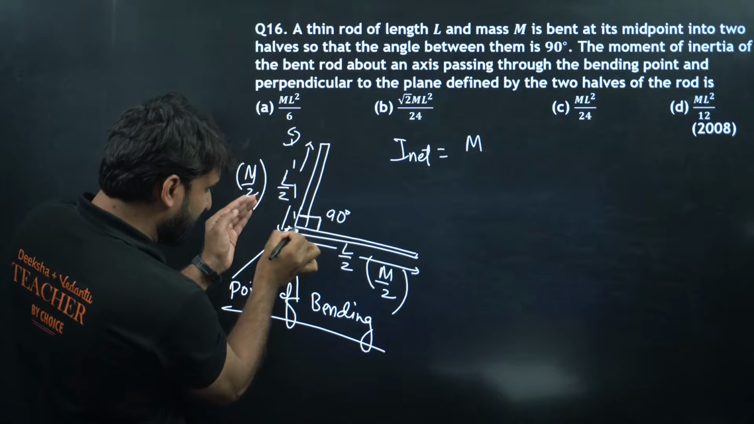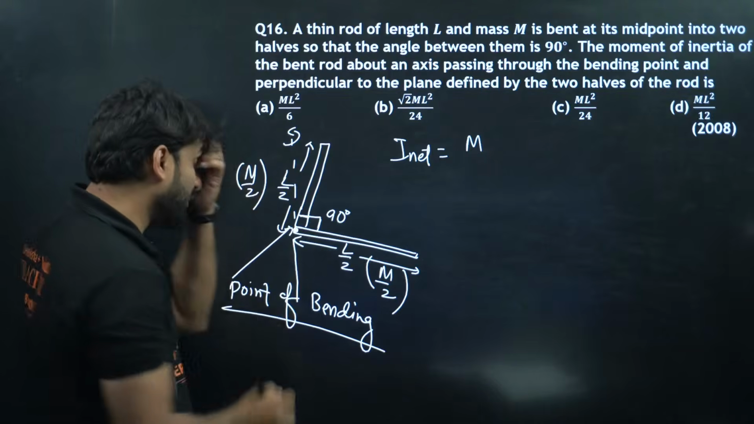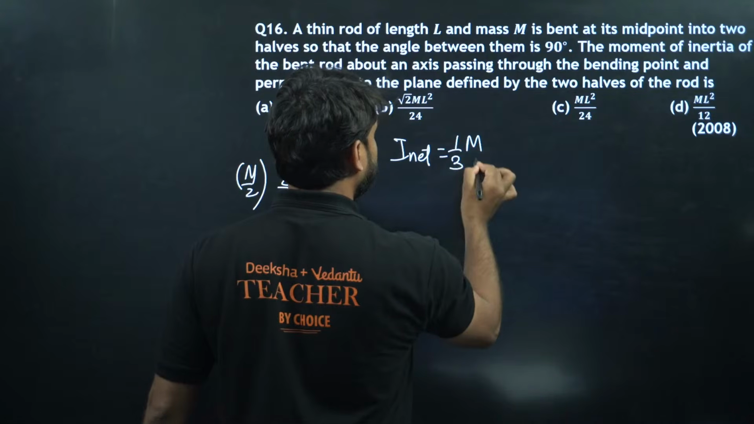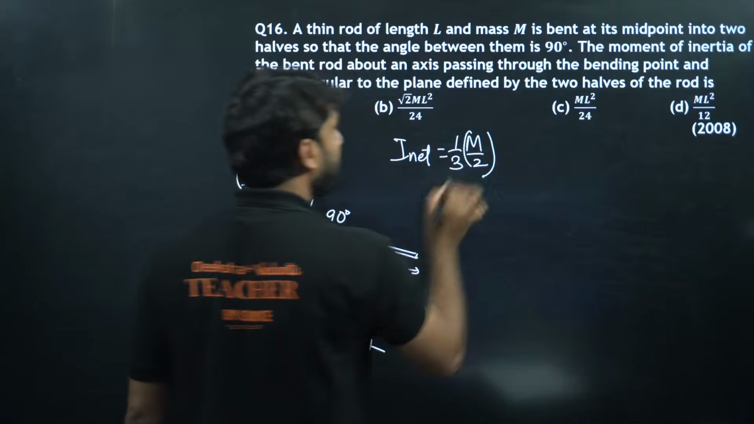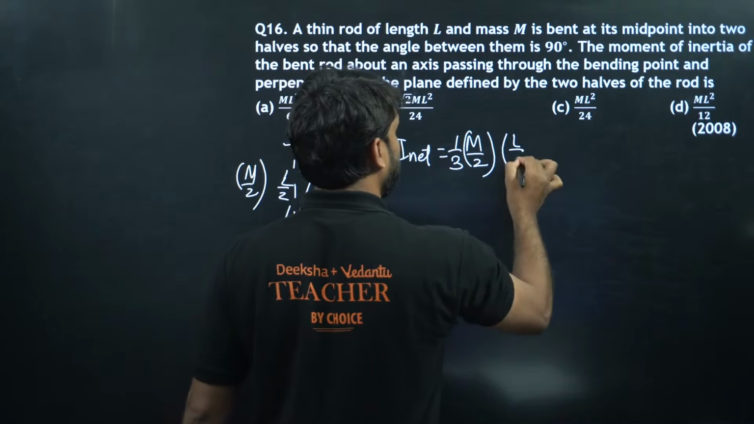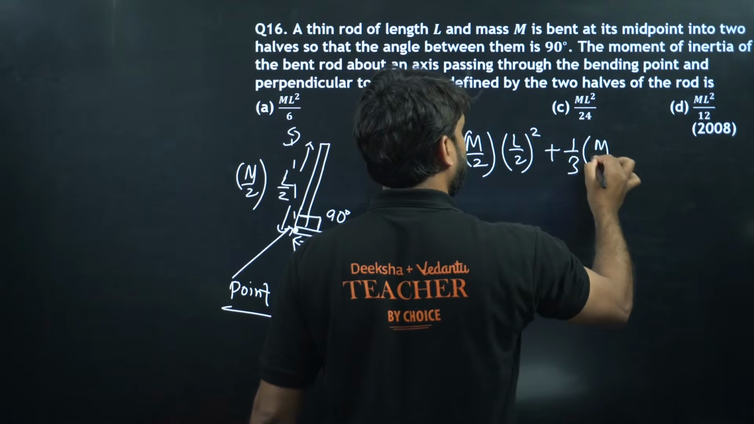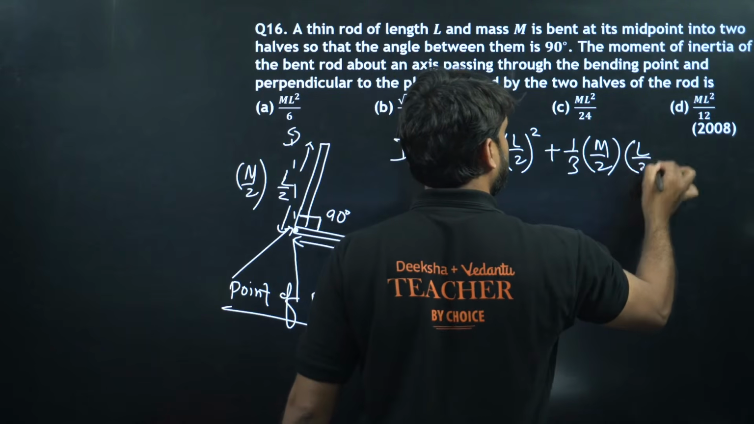The rod is fixed at this point, hinge at this point. So we have to use here ml square by 3. So 1 by 3, and m will be m by 2, and L square will also be (L by 2) whole square. Plus similarly 1 by 3, and mass will be equal to m by 2. And this will be (L by 2) whole square.